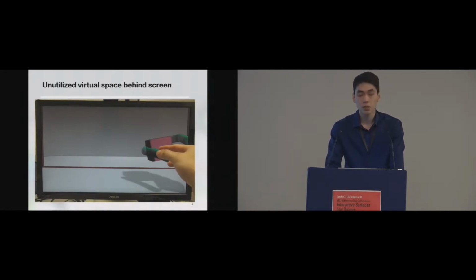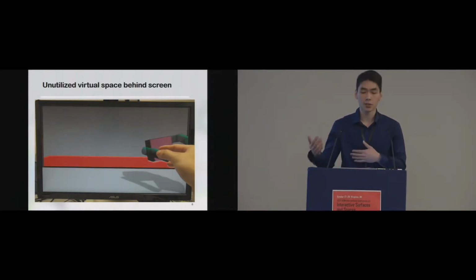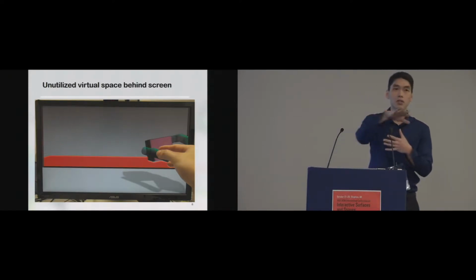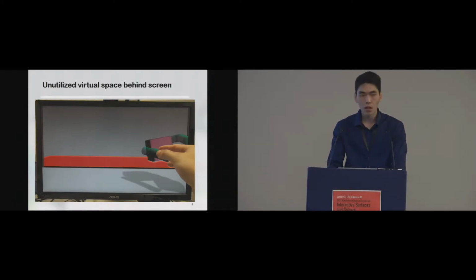However, in this configuration, we have an issue. Since the virtual hand is aligned with the user's physical hand, the user could not interact with the objects behind the screen because the user could not actually reach the monitor. So to utilize this virtual space, we propose a mirror as an interactive metaphor.